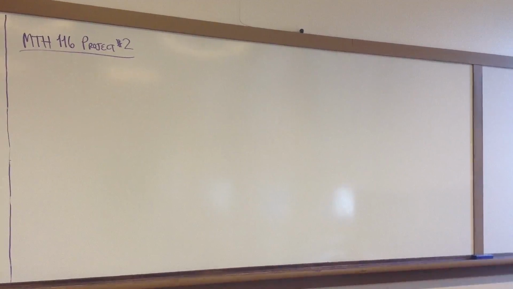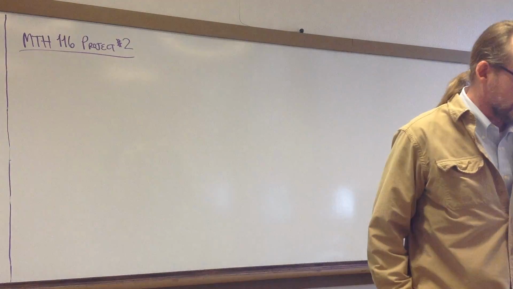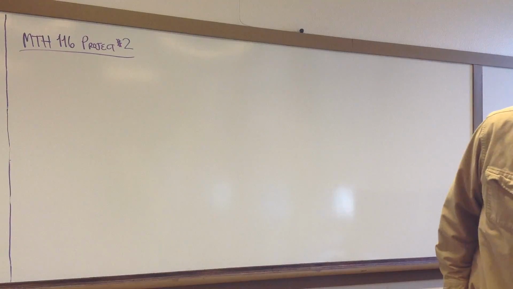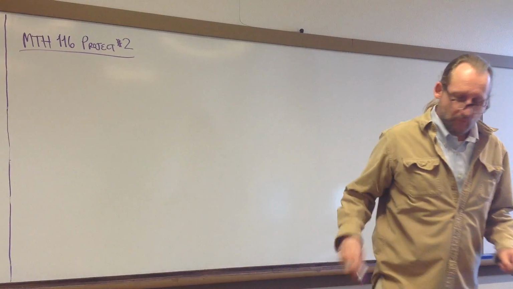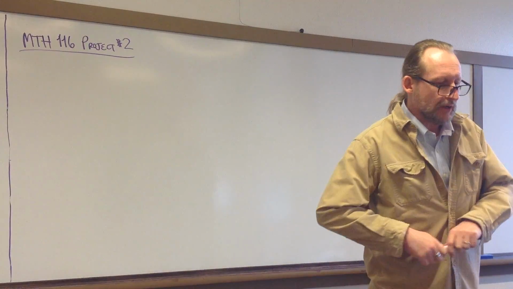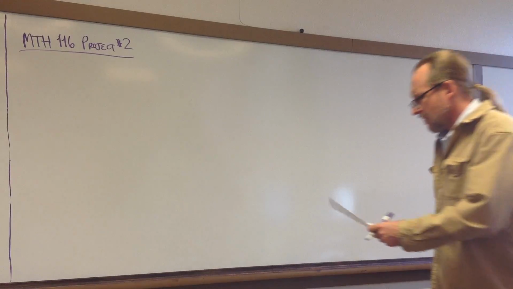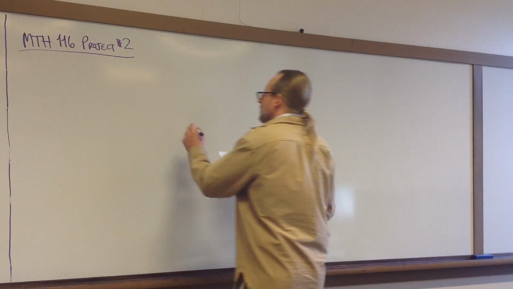Well, this video is for Math 116, and this is about the second project. The second project is based on some of the stuff that we did at the end of Chapter 1 on functions and maximum and minimum values. So this one is one of these Pythagorean relationships. You've got this buoy.